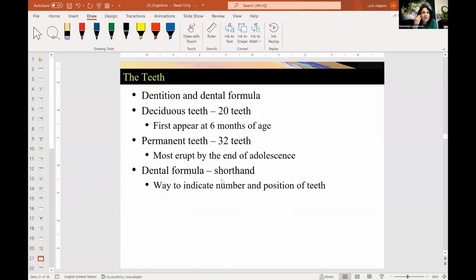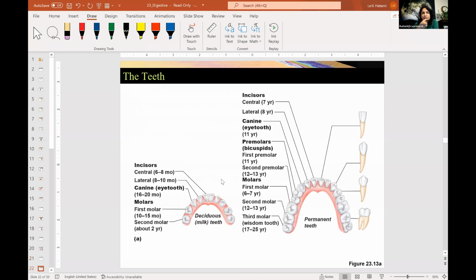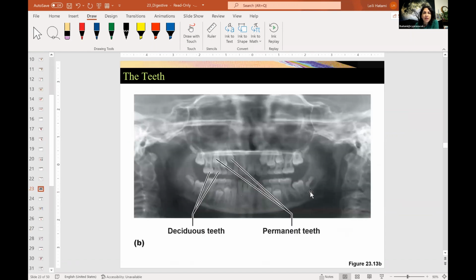We have 20 deciduous teeth, which are temporary and are going to be replaced by permanent teeth, of which there are 32. Here you can see that we have 2 incisors, 1 canine, 2 premolars, and 3 molars in the permanent teeth.